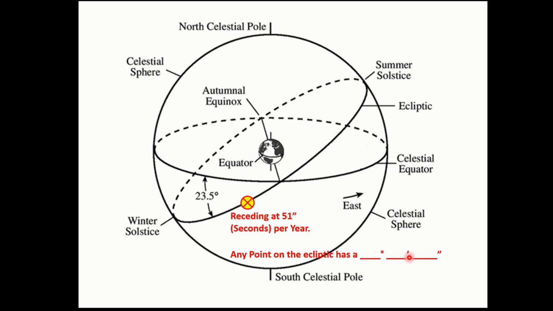So any point on the ecliptic has a degree notation to it, and it has a minute notation to it, and it also has a seconds notation to it. So 60 minutes makes 1 degree, and 60 seconds makes 1 minute. So it's all in terms of degrees, and this seconds is actually what we refer here as the 51 seconds of the receding of the vernal equinox.